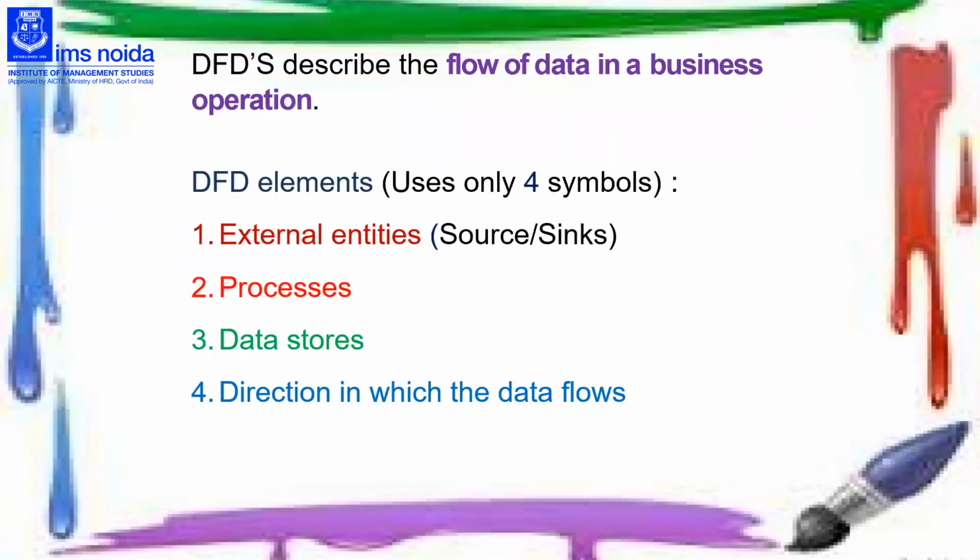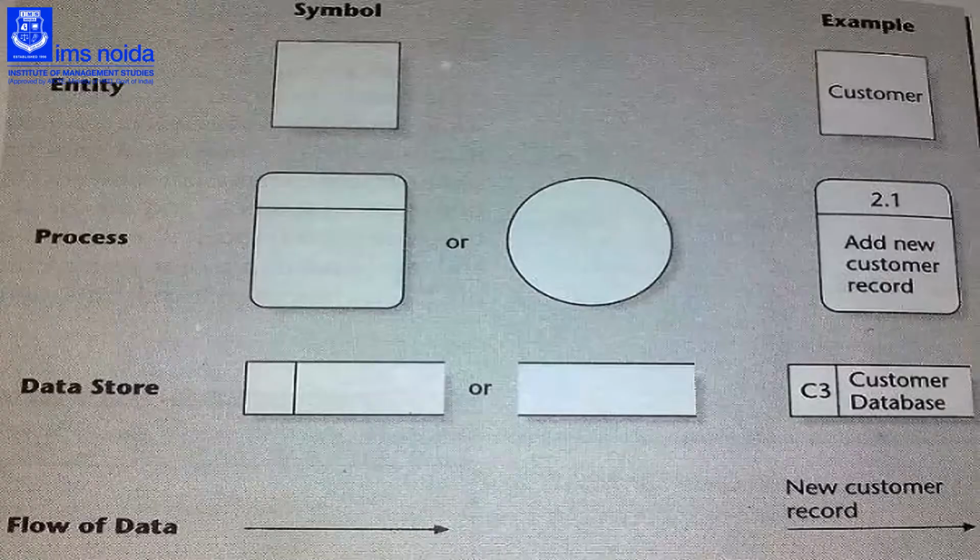DFD describes the flow of data in a business operation. DFD elements use four symbols. First symbol is external entities, second is processes, third is data store, and fourth is direction in which the data flows. These are the basic four types of symbols which we will use in data flow diagrams.